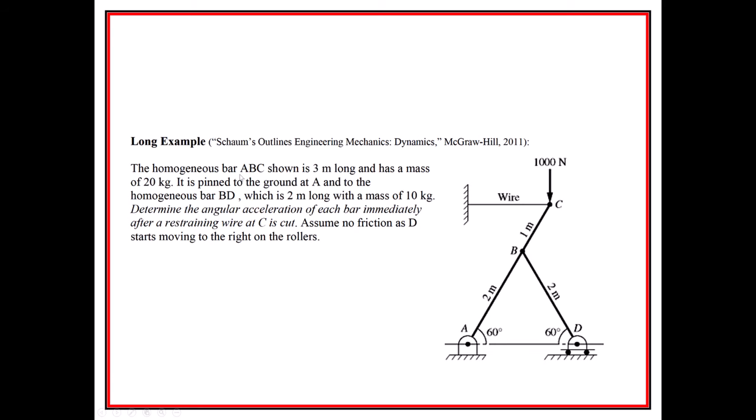And so they say this bar ABC is 3 meters long and has a mass of 20 kilograms, and it's pinned at the ground, and it's attached to a bar BD, which is 2 meters long and has a mass of 10 kilograms. Determine the angular acceleration of each of the bars immediately after the wire at C is cut. Assume there's no friction at D, and that it's moving on rollers to the right.